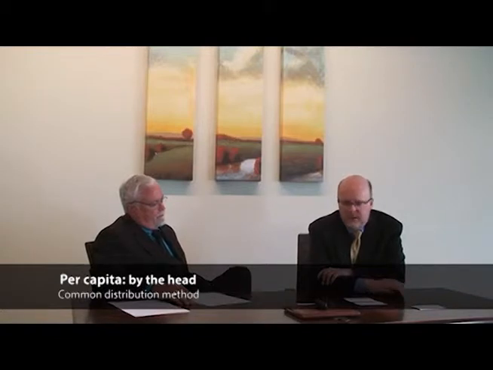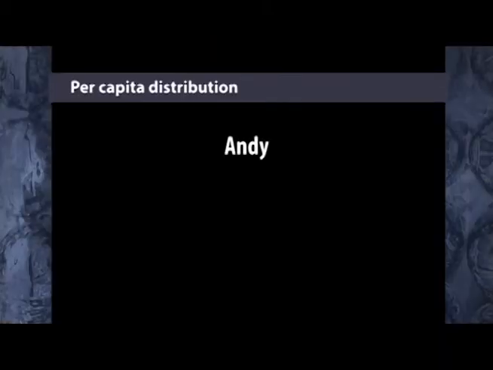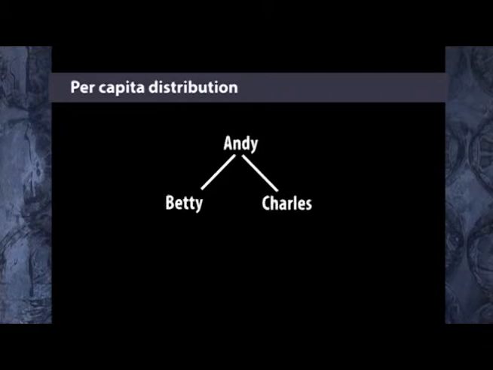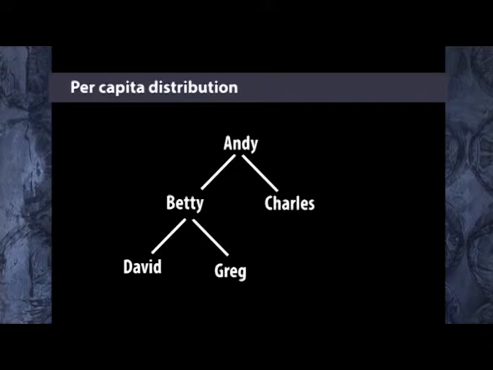So the best way to do it is just to look at an example, because it's far easier to deal with examples. So you've got Andy, and he has two children. He's got Betty and Charles as his kids. And then in addition, Betty has two children, so Andy's grandchildren, David and Greg. And so what happens in this deal is that before Andy passes away, Betty predeceases him.